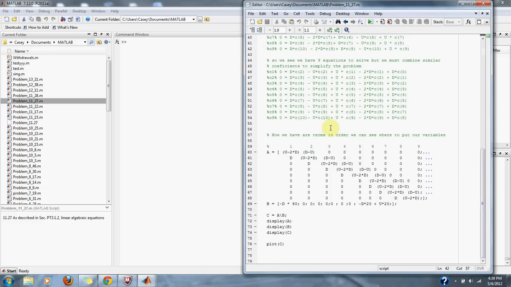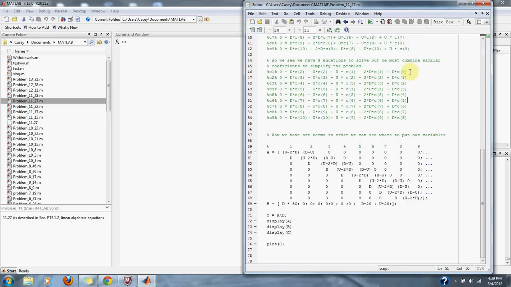Notice the first line, we have D minus U at position 2. So we put a D minus U at position 2. And then we have a U minus 2 times D at position 1. So we put that at position 1.